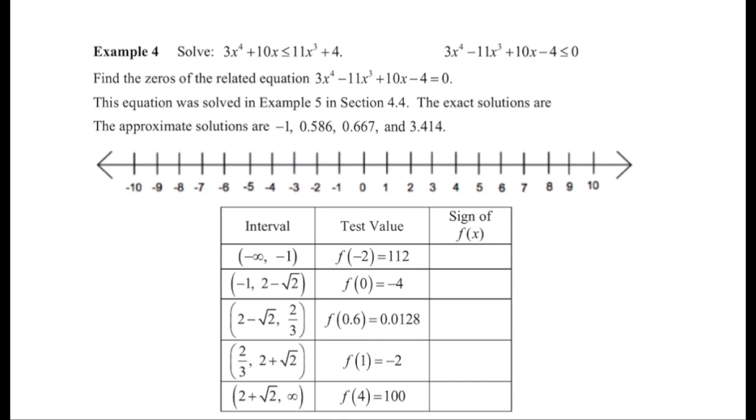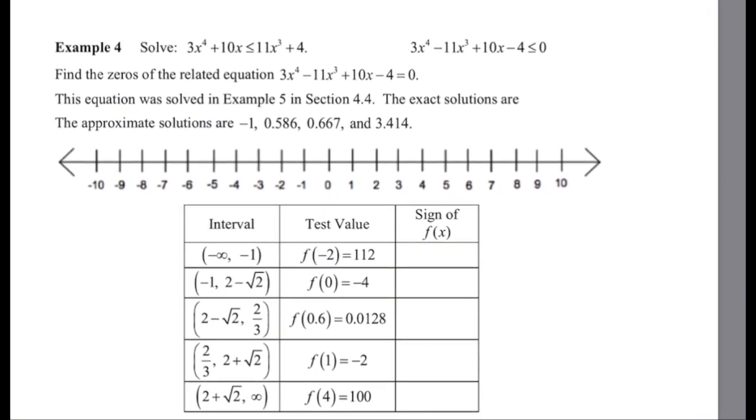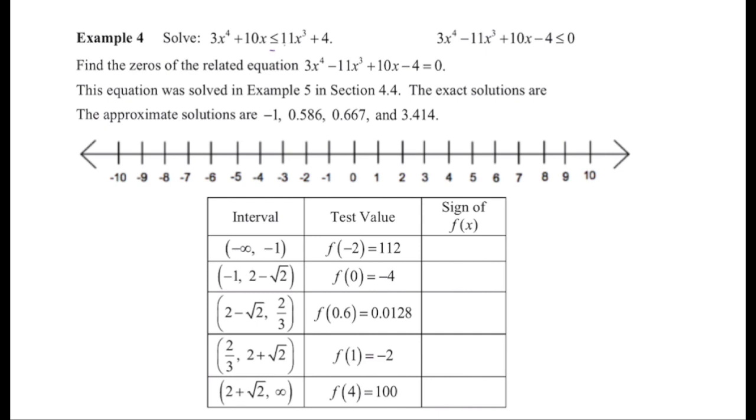Now we've got 3x to the fourth plus 10x is less than or equal to 11x cubed plus 4. We need to set this equal to 0. So we'll subtract 11x cubed and subtract 4 and bring to the left. That will provide us with 3x to the fourth minus 11x cubed plus 10x minus 4 is less than or equal to 0. So again, we're looking for values that are less than 0. So we're looking for negative values.